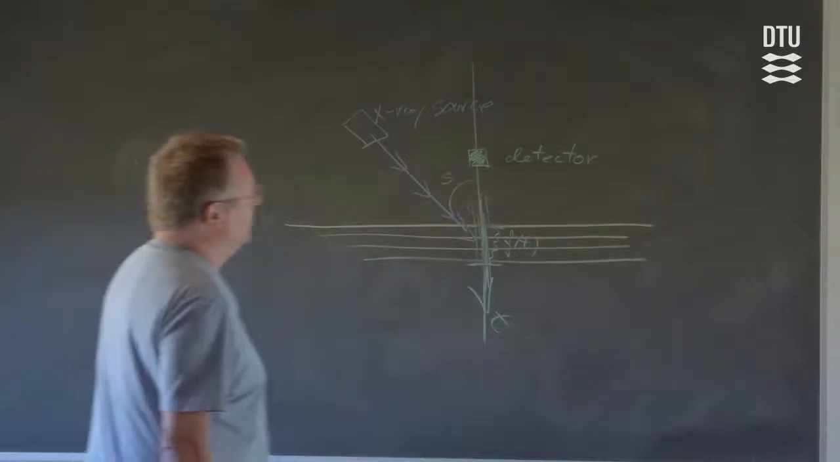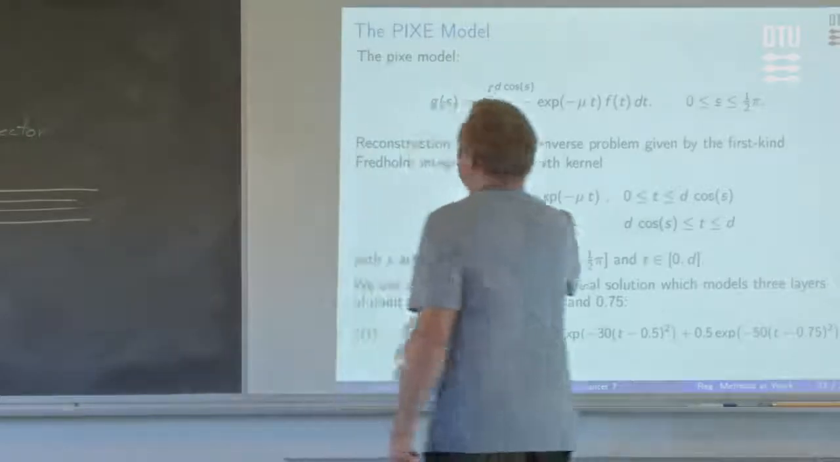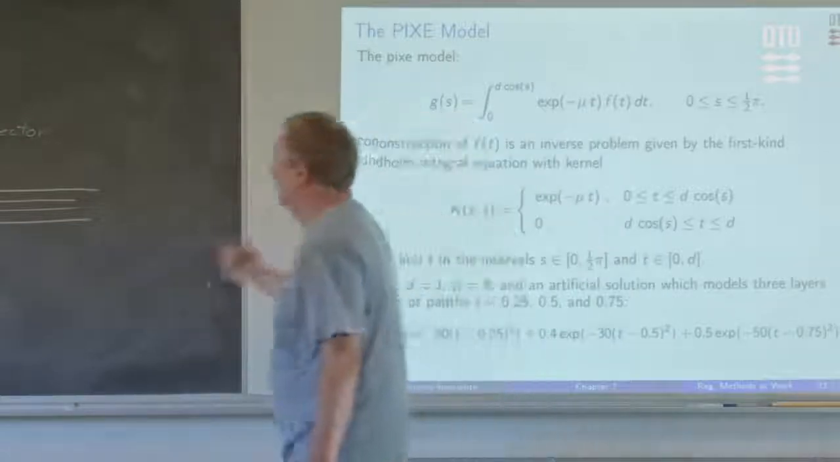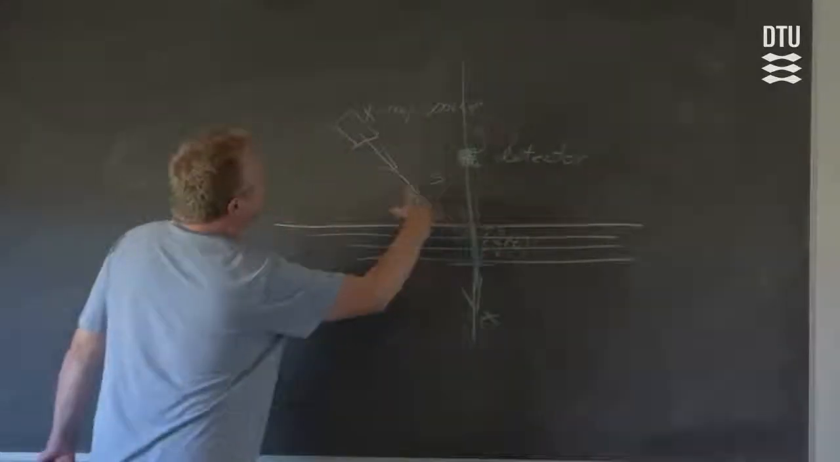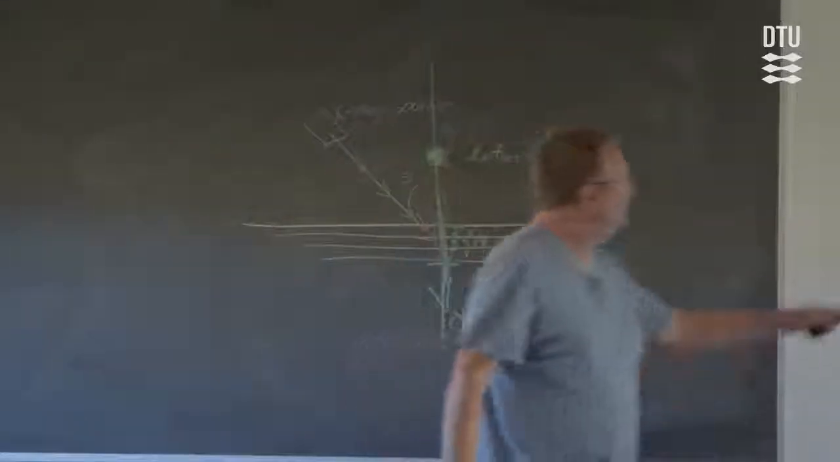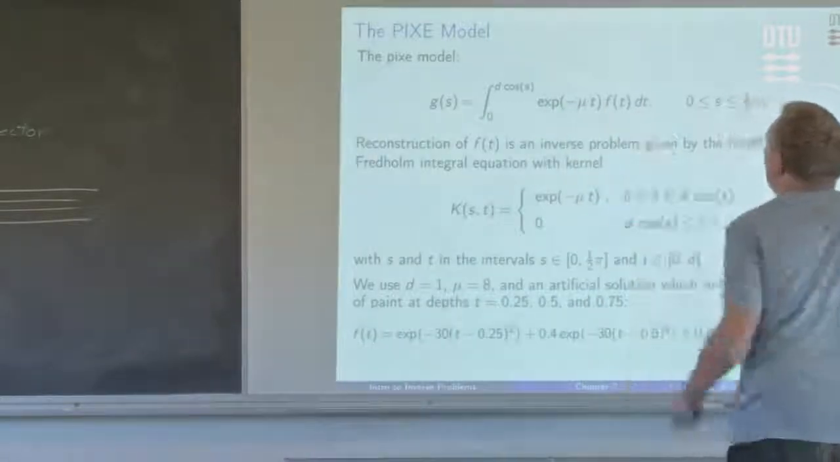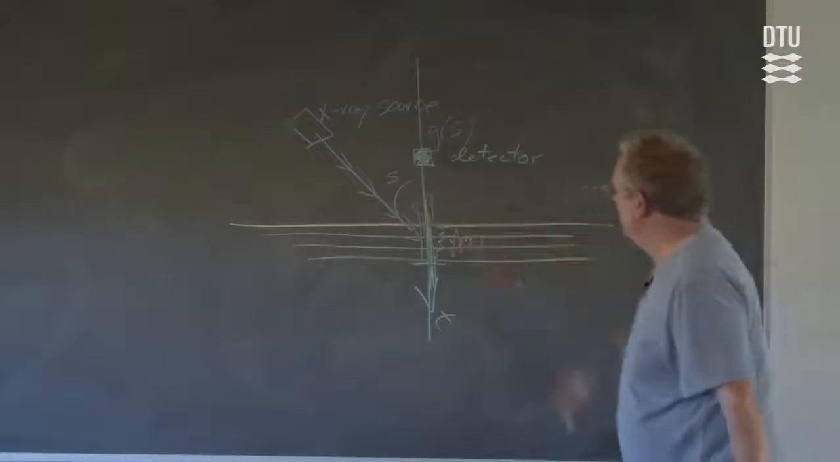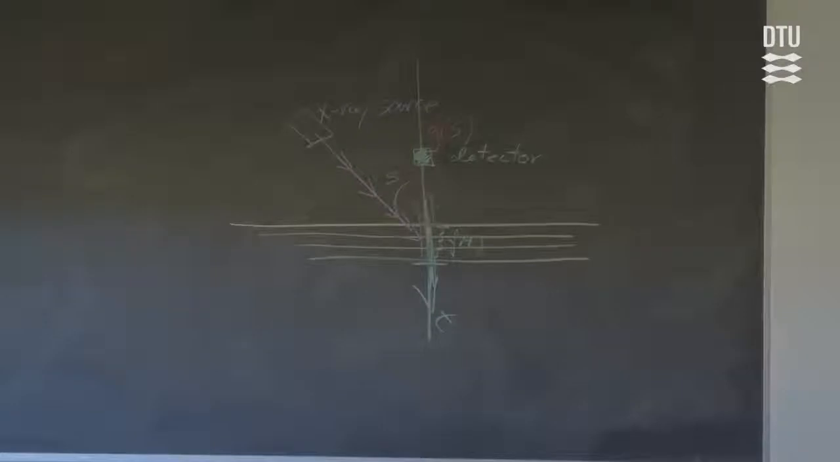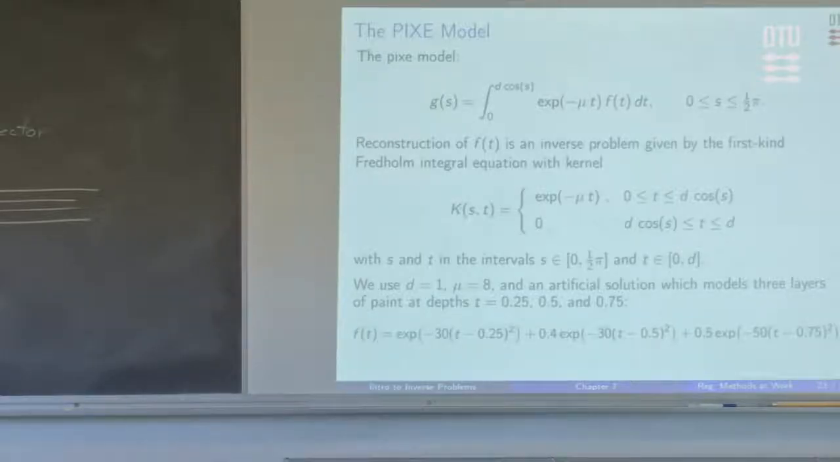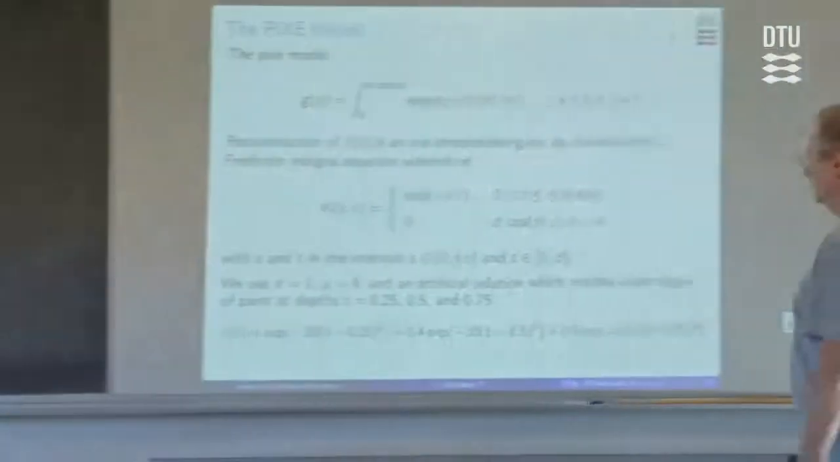Basically the measured signal is, of course, up here, but depends on the angle here of the X-ray. Okay. So that is related to the function f, the function living here, that describes the material parameters in this way here. Right? So that's an inverse problem, and you can write it out in the usual way if you define your kernel like this. So, right? We could do that. I created a test problem described like this.